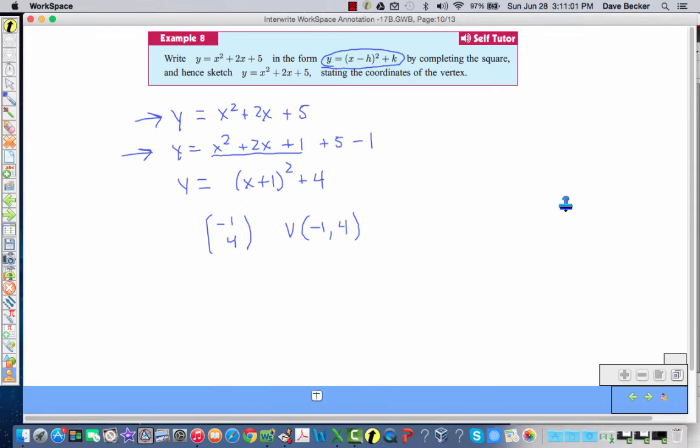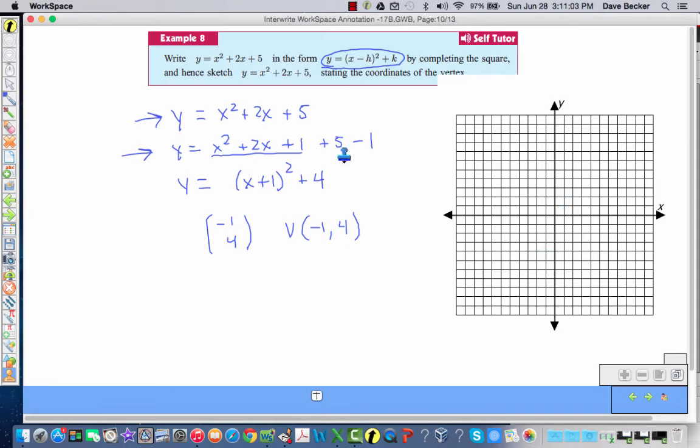Let's put our axes right here. And we know that our vertex is at (negative 1, 4), so 1, 2, 3, 4, right? And so what's our y-intercept? Let x be equal to 0. 1 squared is 1 plus 4 is 5. So that's 1, 2, 3, 4, 5 right there. We have this, and we can do a nice little sketch of that curve.